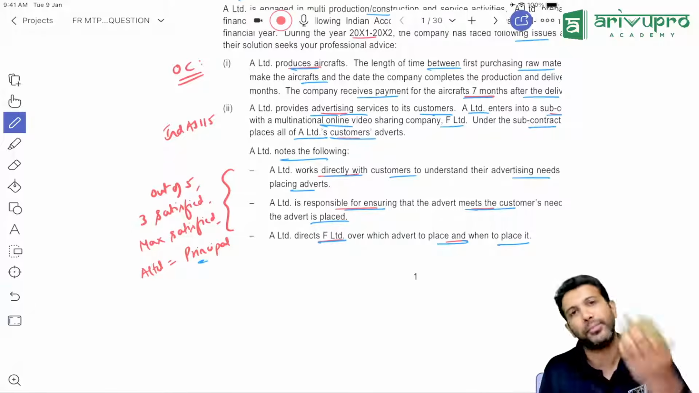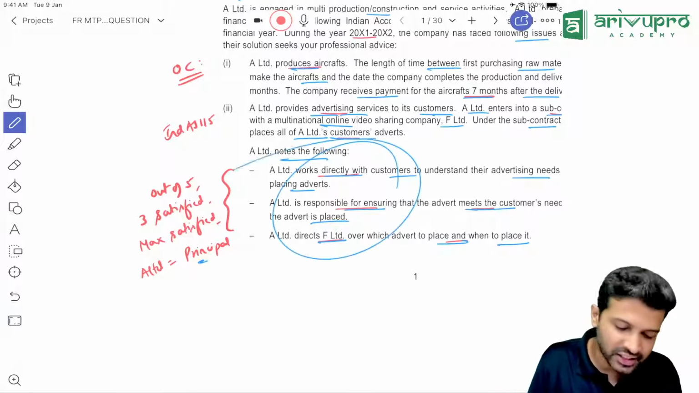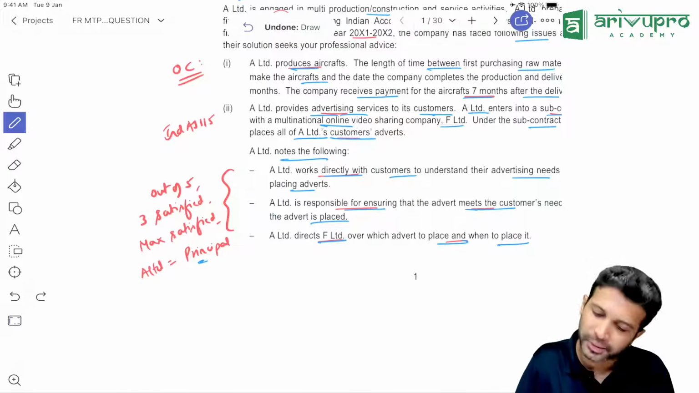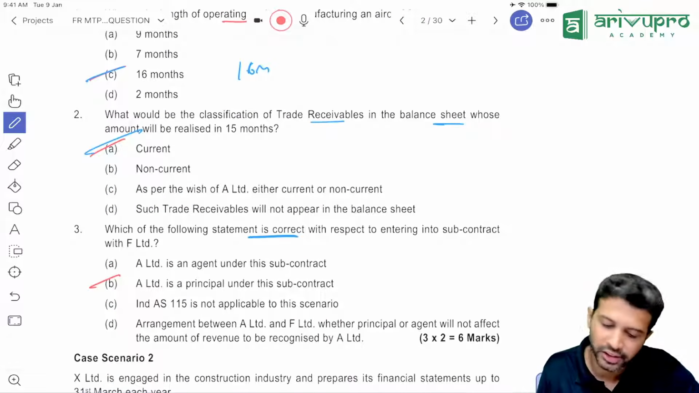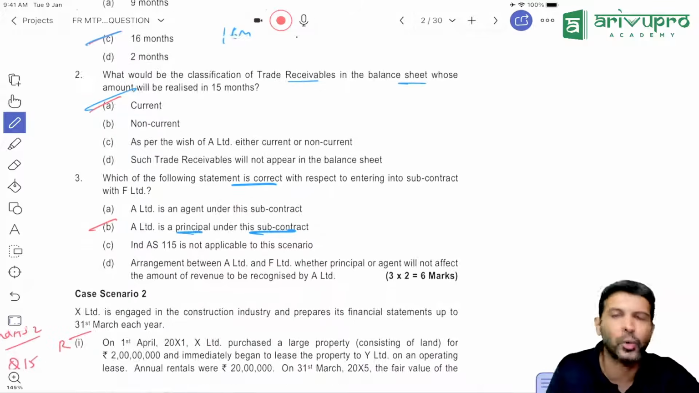So out of 5, the majority is 3, correct? So 3 is satisfied for the principal criteria. So in this case, A will be regarded as a principal. That is the answer for the next MCQ question. Which of the statements is correct? In this particular contract, A is the principal under this contract. That's all the requirement for this question.